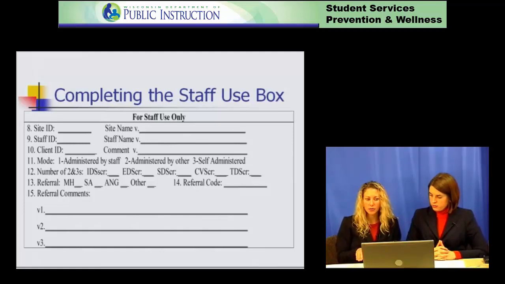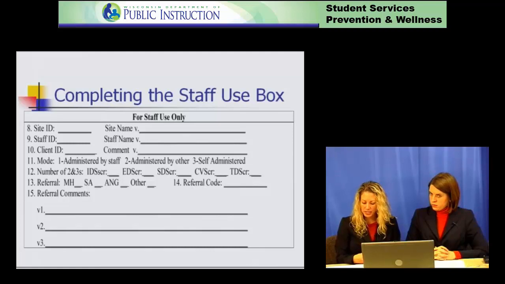Item 12 is the numbers of 2s and 3s, and this is for scoring purposes throughout each of the screeners, and Erin's going to get into a little bit more detail about that a little later in the presentation. Item 13, if it's applicable, is where you're going to check where the client is being referred, whether it's mental health, substance abuse, or anger management.